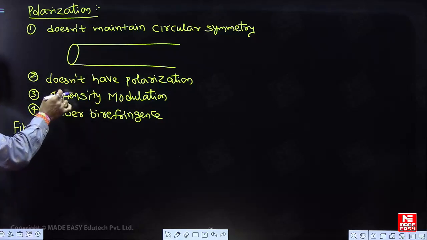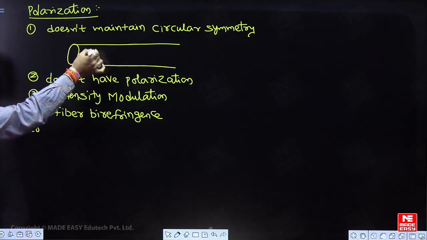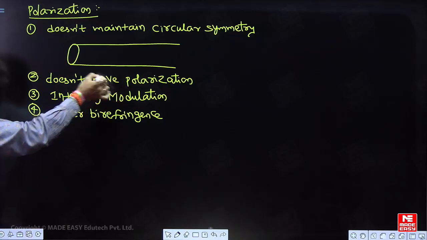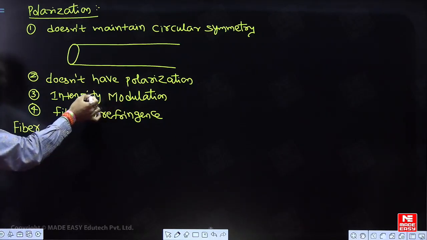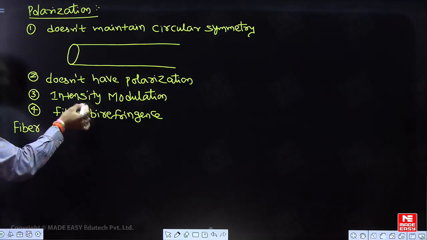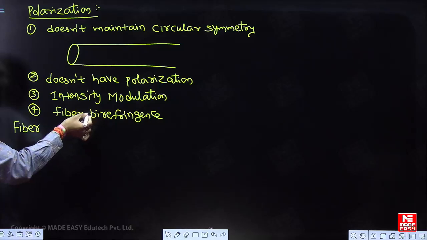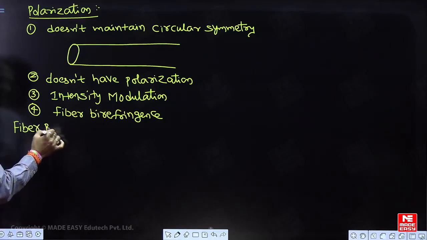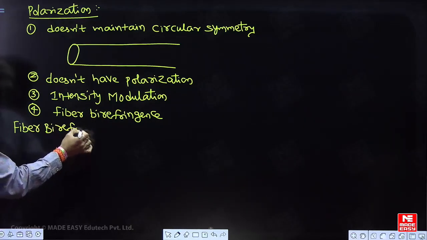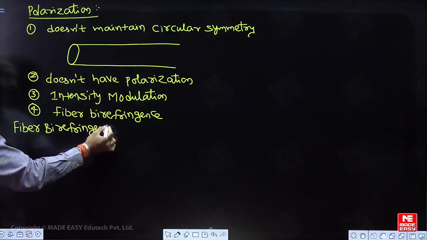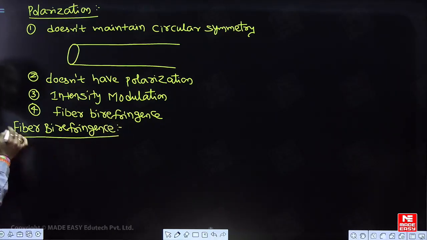I explain the problem: because of not having circular symmetry, the fiber doesn't maintain polarization. To a certain extent polarization is maintained by intensity modulation, but that can also be measured with the help of fiber birefringence. Fiber birefringence is used to completely know the polarization offered by the optical fiber cable.